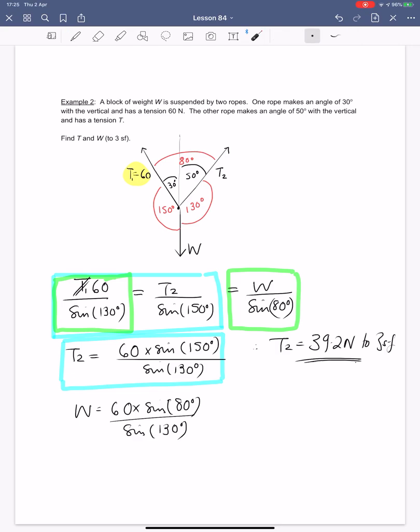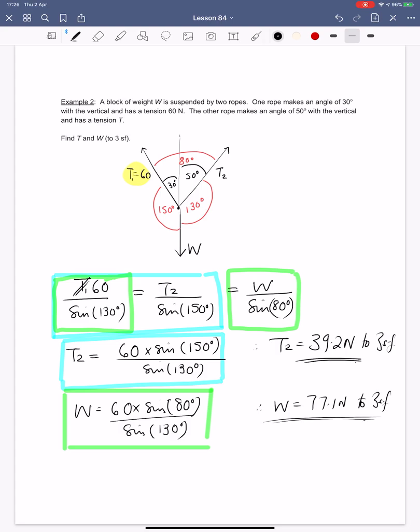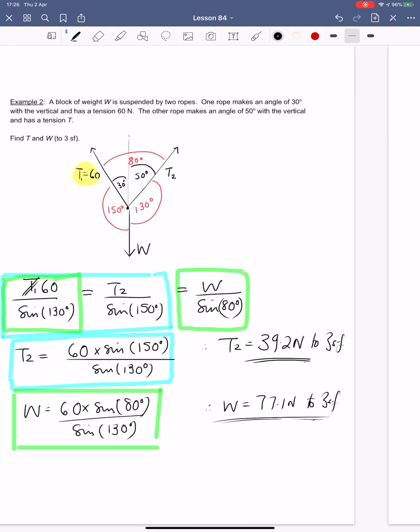So let's see if there's a way of summarising this. 60 over sine 130, that's the known one. So when you want the T2, it's multiplied by sine 150, because that one's there. When you want the W, it's multiplied by sine 80, because that one's there. Now let's get that in green. So W is equal to 77.1 newtons to 3 significant figures. And that's what the question wants.